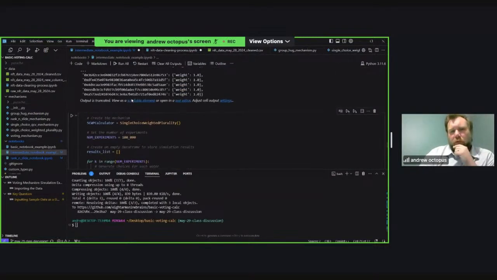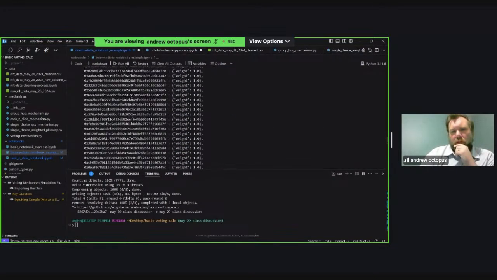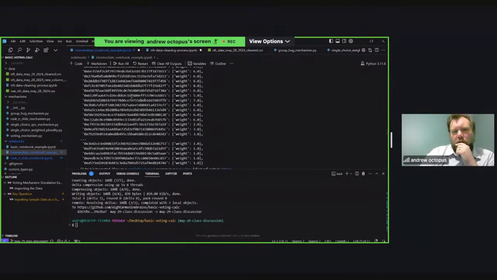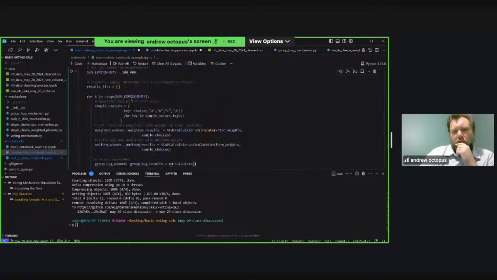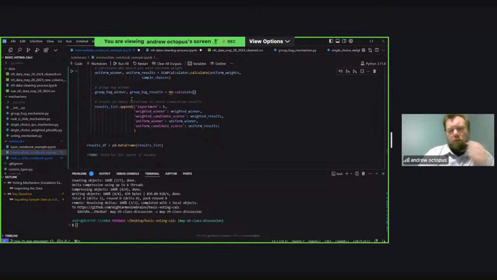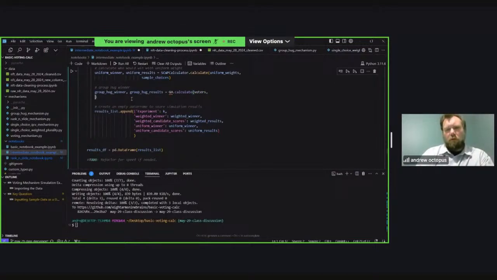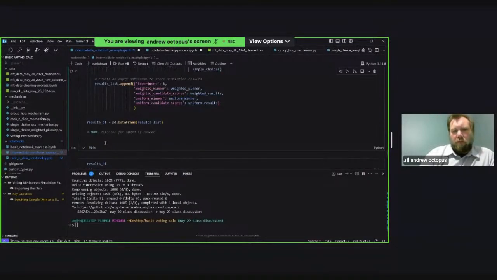So I don't need voter weights and uniform weights because it doesn't take the same thing. What I need is voters, and then sample choices. So remember we said you spend 1/4 of your time testing in a pre-planned way.